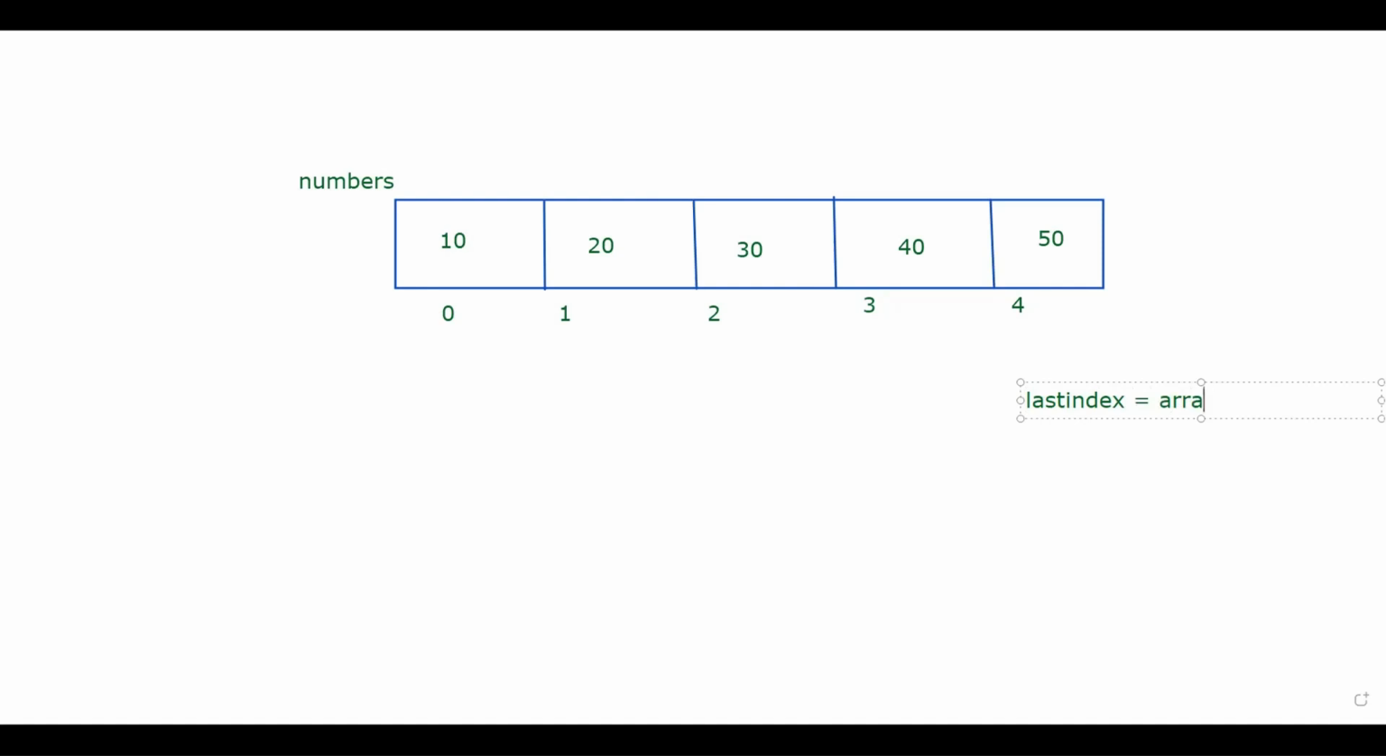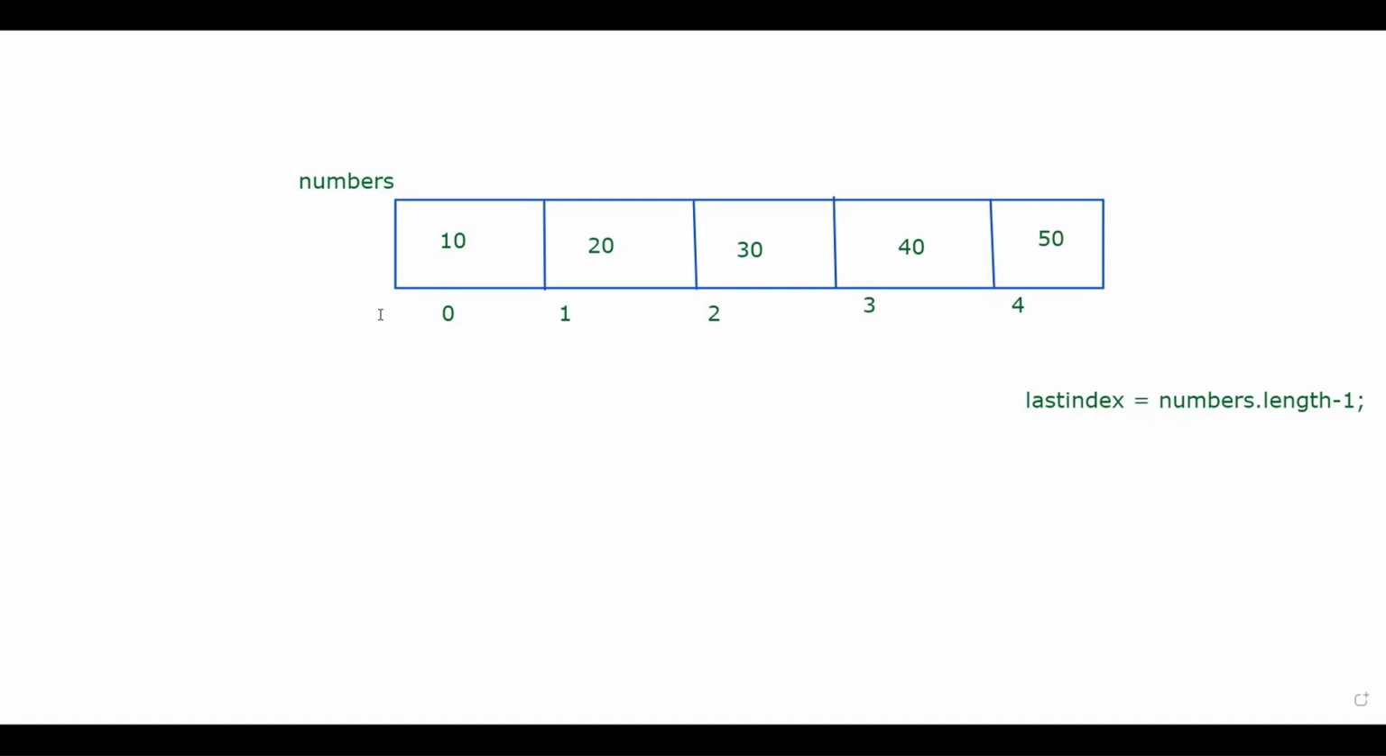Array dot length minus 1. This is the last index. The length will get 5 and the last index will be length minus 1. The initial index starts with 0.